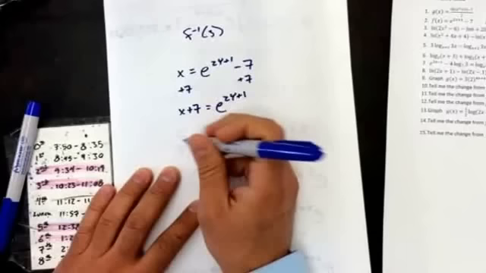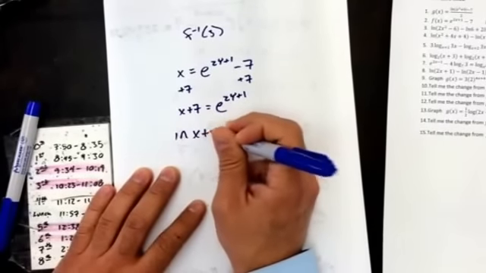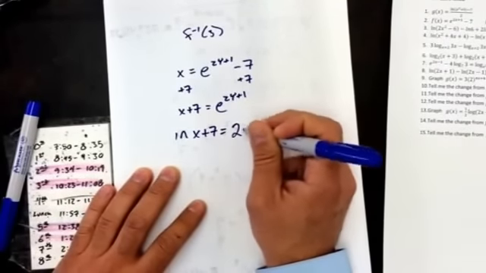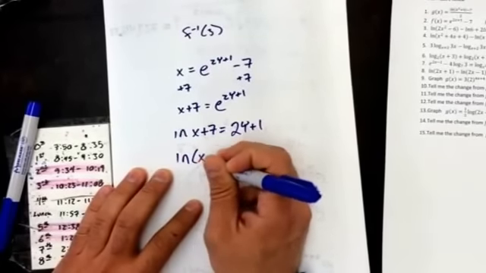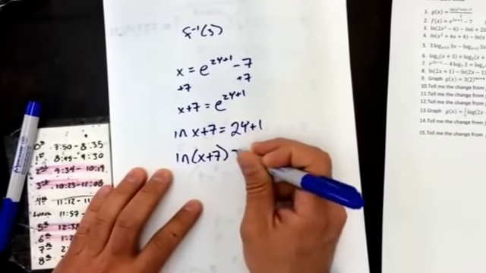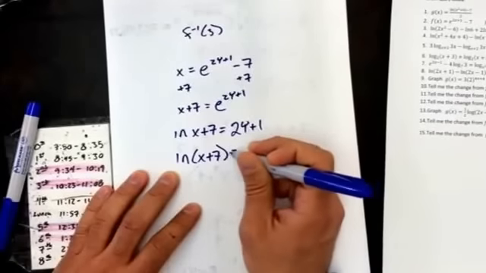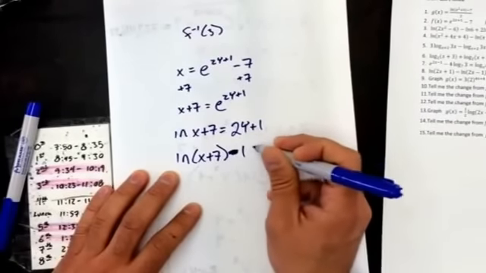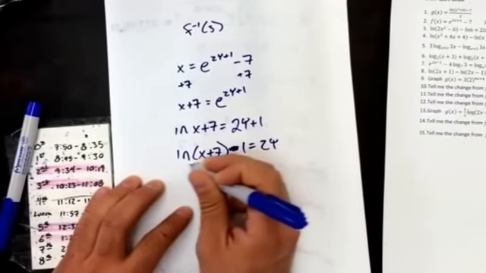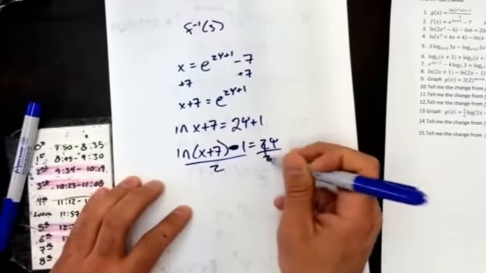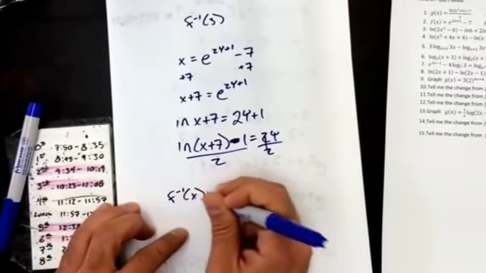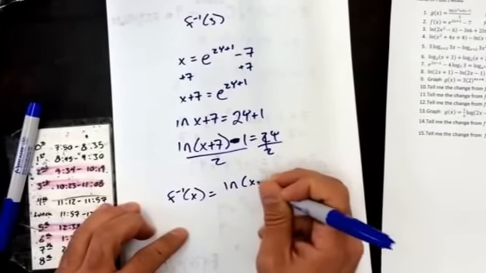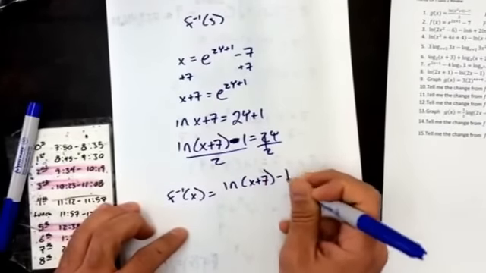To get rid of the e, I'm going to do the natural log, subtract 1. I'm going to put parentheses around this so I remember that I'm doing the natural log of x plus 7, whoops, minus 1. And then divide by 2. So I have the inverse of x equals the natural log of x plus 7 minus 1 all over 2.